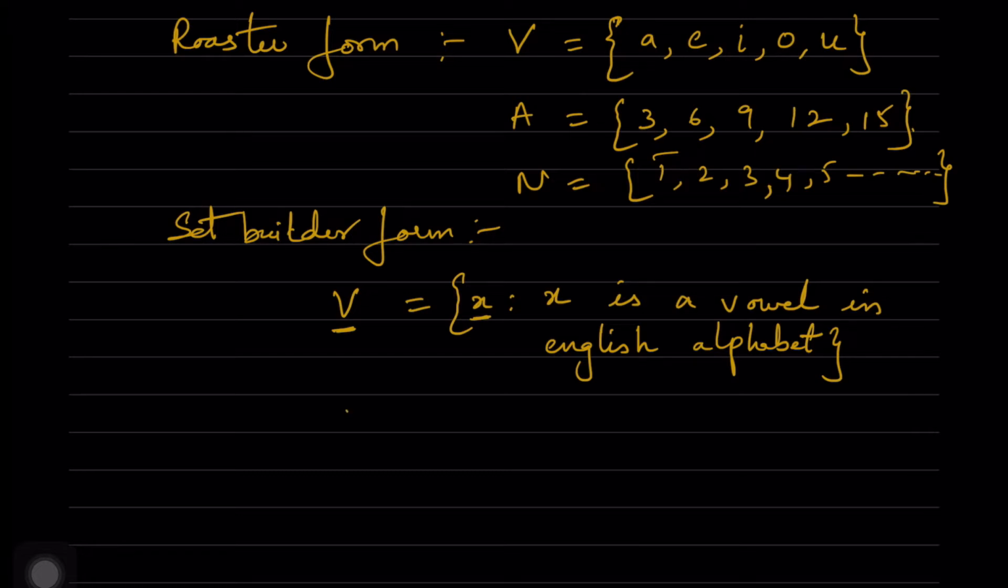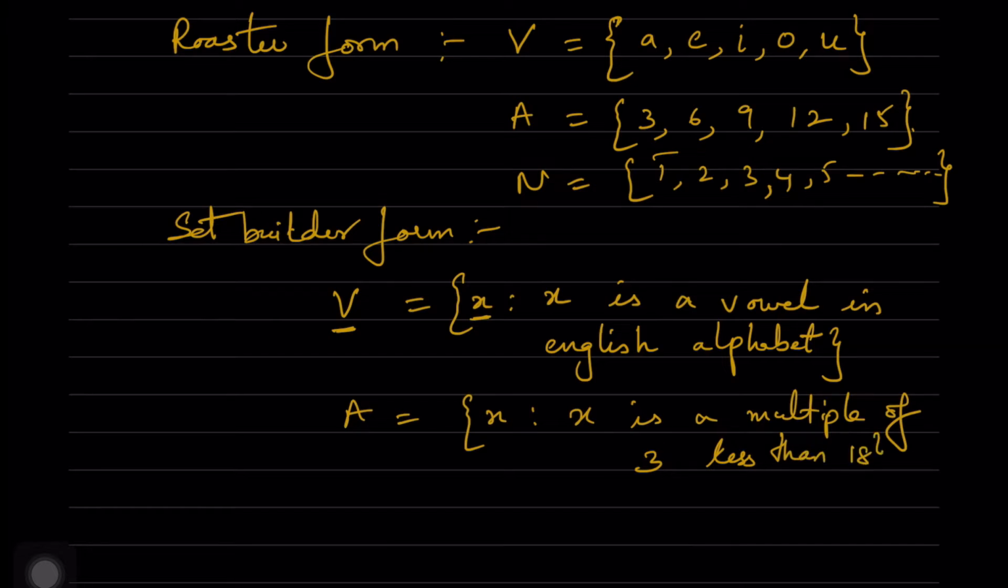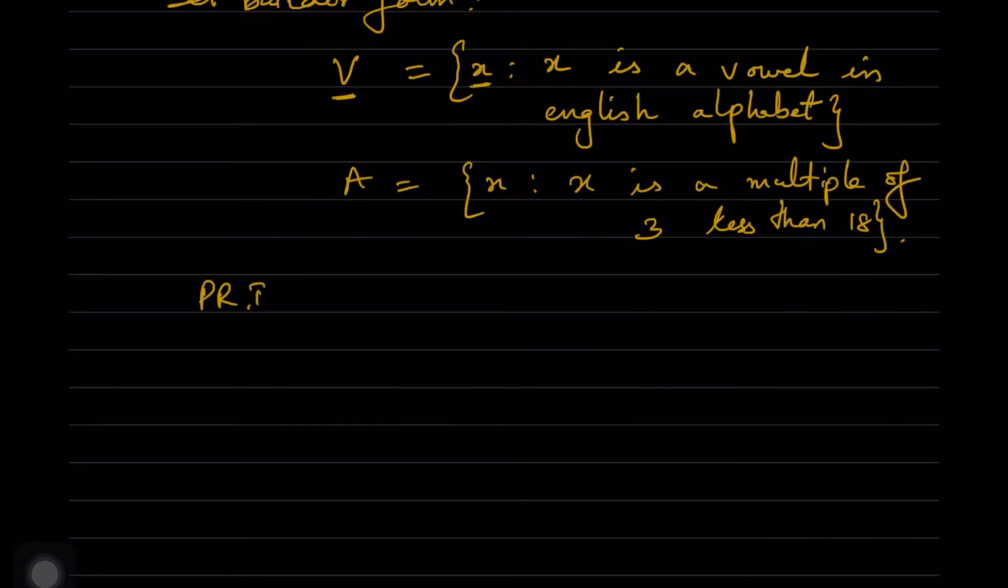Now how do we write A? A is equal to the set of all x such that x is a multiple of 3 less than 18. The last multiple which it is less than, we have to take that. So x such that x is a multiple of 3 less than 18. So this is the way. And now you can see 3 is a multiple of 3 less than 18. 6 is a multiple of 3 less than 18. 9 is a multiple of 3 less than 18. 12 is a multiple of 3 less than 18. 15 is a multiple of 3 less than 18.